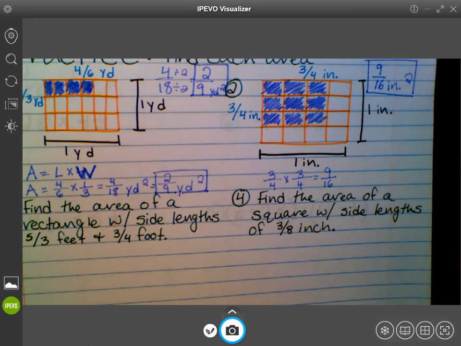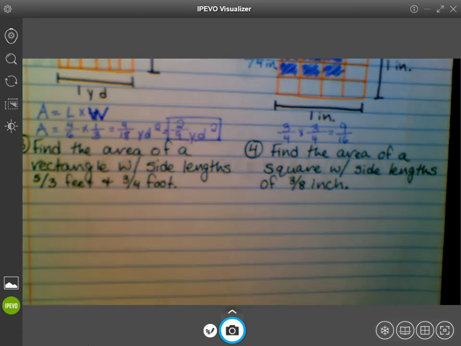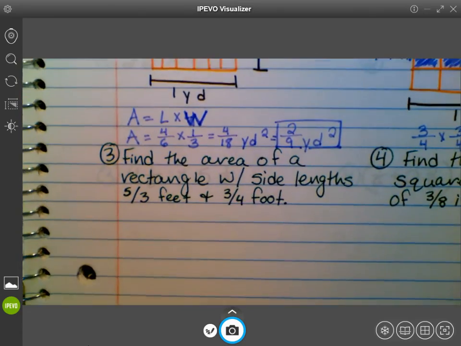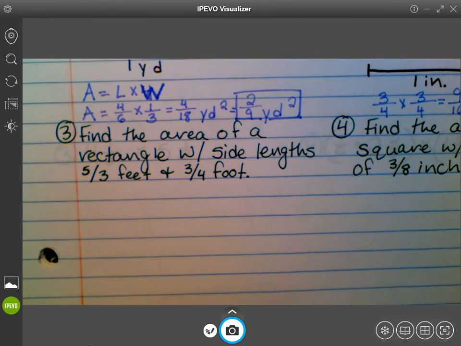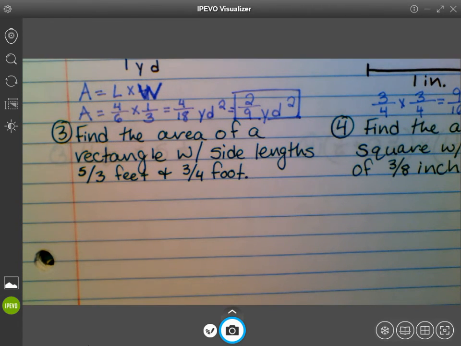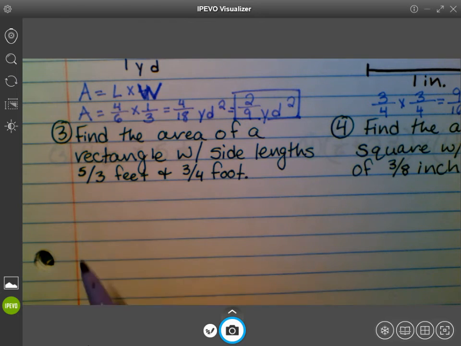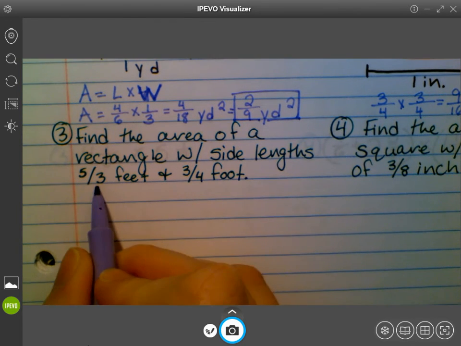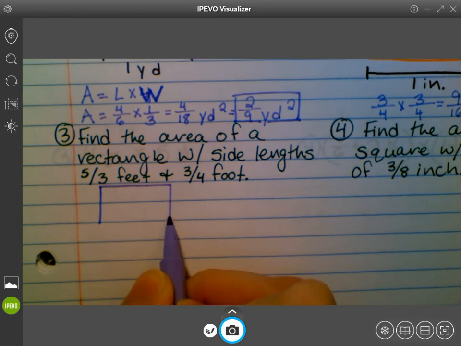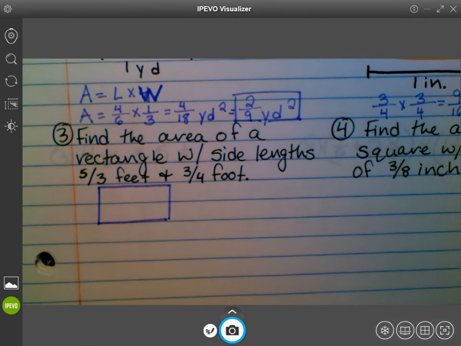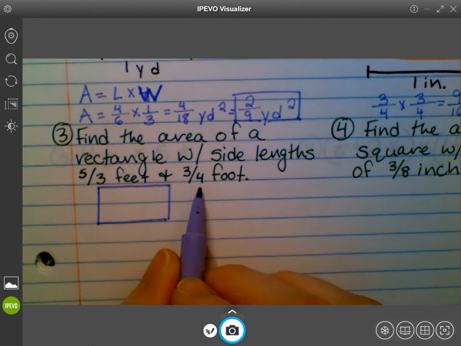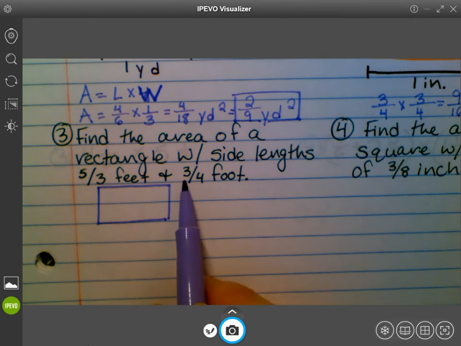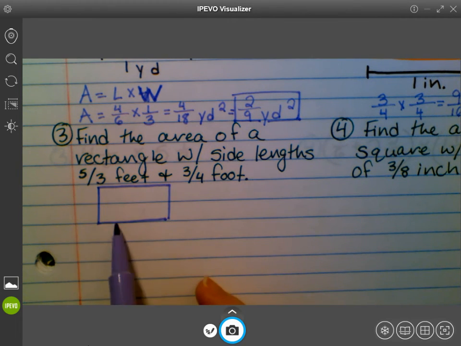Okay, now let's look at number 3. So for number 3, zoom in a little bit. There we go. We were supposed to find the area of a rectangle with side lengths of 5/3 feet and 3/4 of a foot. I always think it helps if I draw a picture. So I'm going to go ahead and draw a picture, and you can do this whenever you want to. So we have 5/3 of a foot and 3/4 of a foot. So 5/3 is larger than 3/4, so I'm going to put the 5/3 as the length, since that's the longer side.